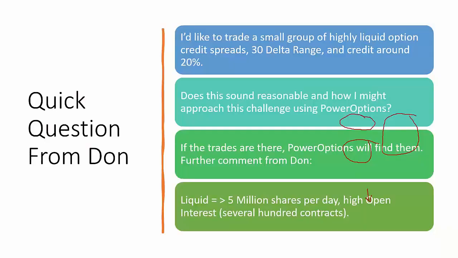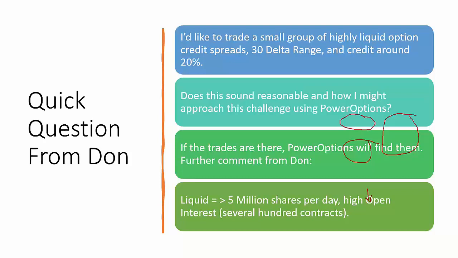Quick question from Don. I'd like to trade a small group of highly liquid option credit spreads, 30 delta range, credit of around 20% or 20% return on the investment. Does this sound reasonable? And how might I approach this challenge using Power Options? Well, if the trades are there, the Power Options tools will find them.